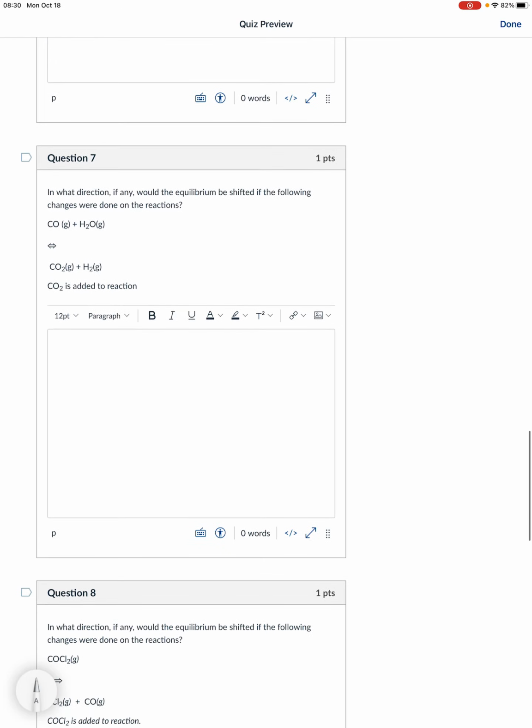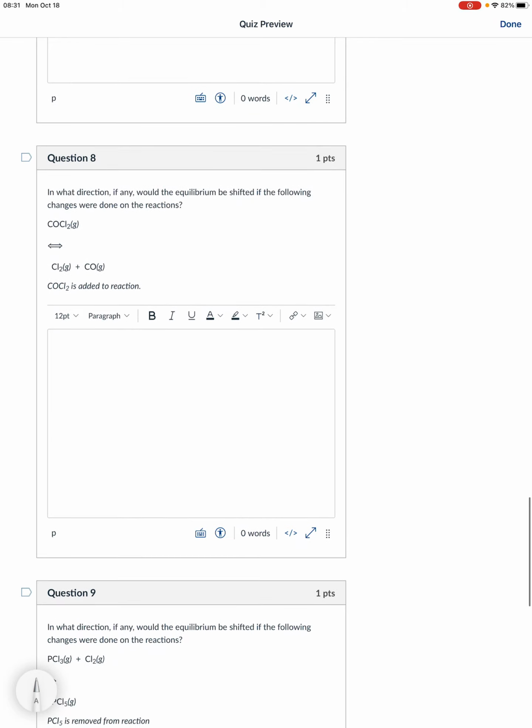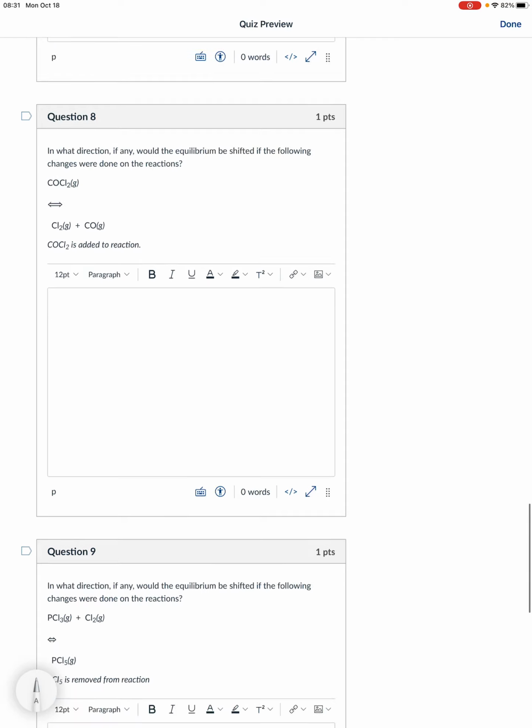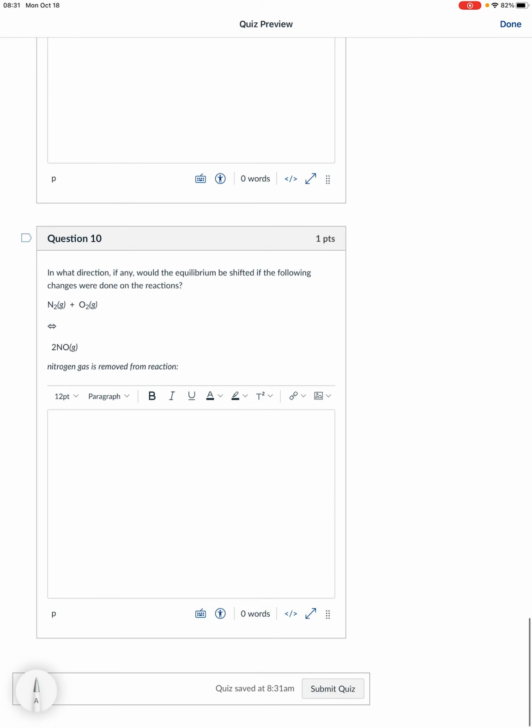Here it asks what direction the shift would happen. This one would shift to the left. Question number 8, this one would shift to the right. Question number 9, this one would shift to the right. We remove a product. Nitrogen gases would shift to the left. We're removing a reactant.